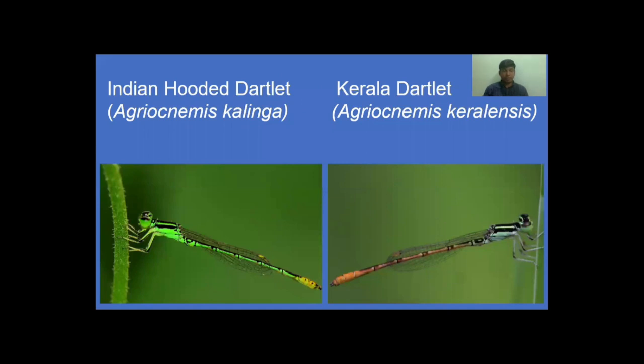Again, two other endemic and interesting damselflies. Indian hooded dartlet, Agriocnemis kalinga, mainly found in Orissa and West Bengal. So far, I think it's reported from there. And Kerala dartlet, so far reported from Kerala and Goa. It's possibly found in coastal Karnataka also. Interestingly, if you look at the second segment, you can actually see a cobra hood mark. That is one of the keys to identify this species.